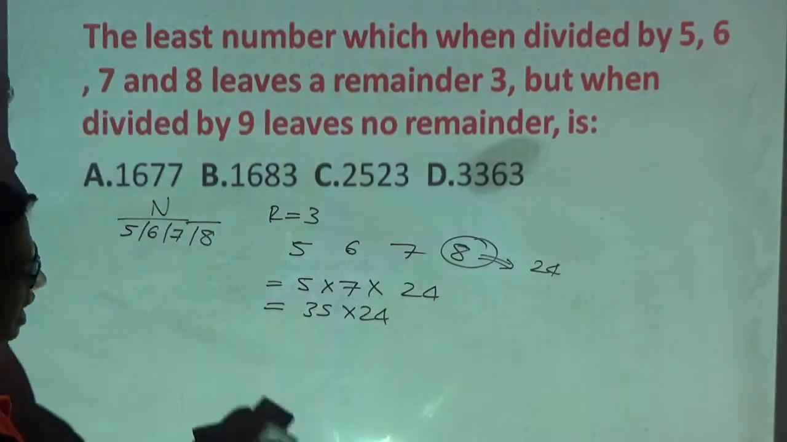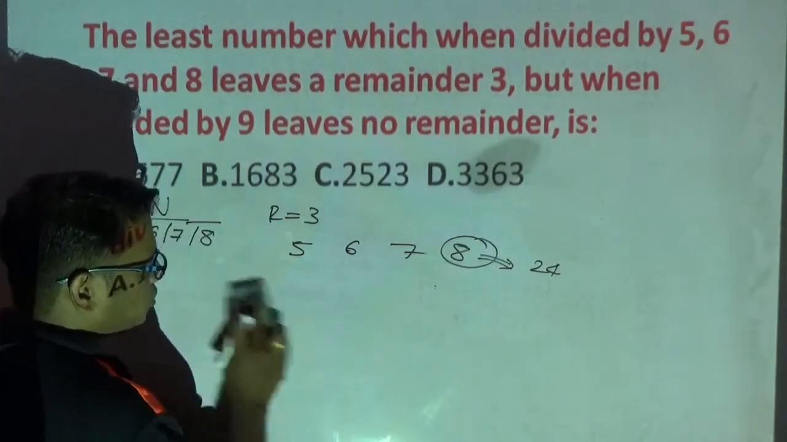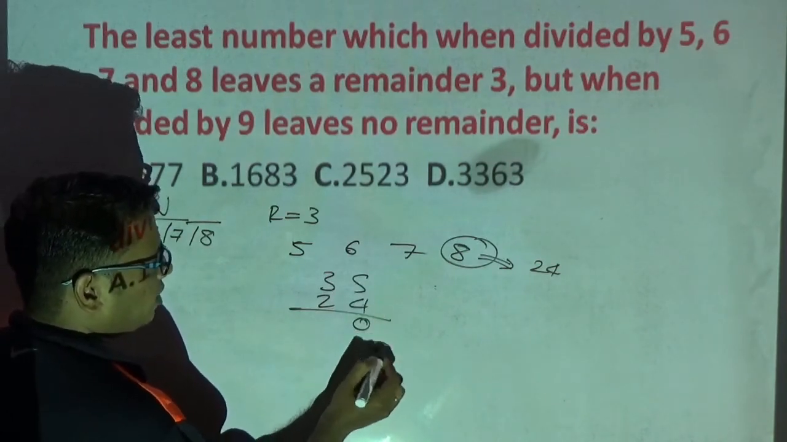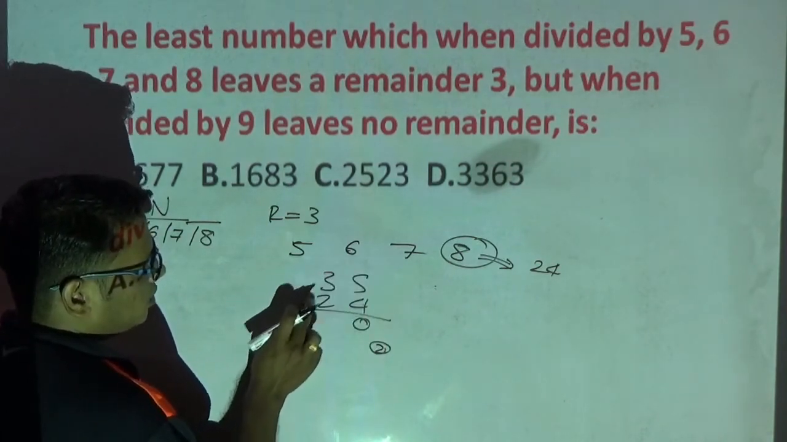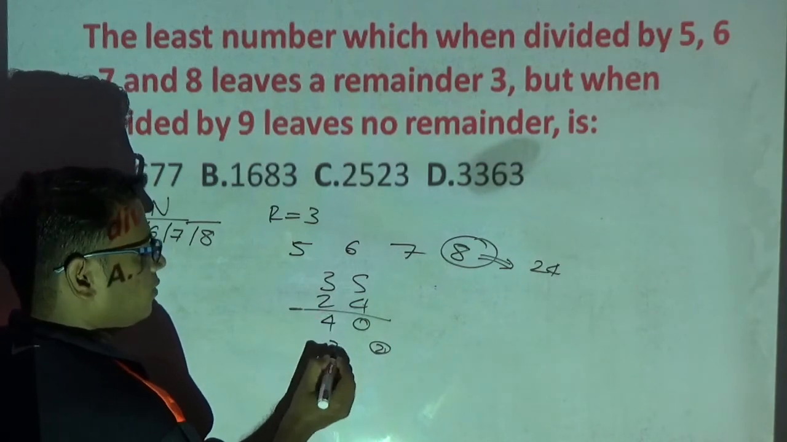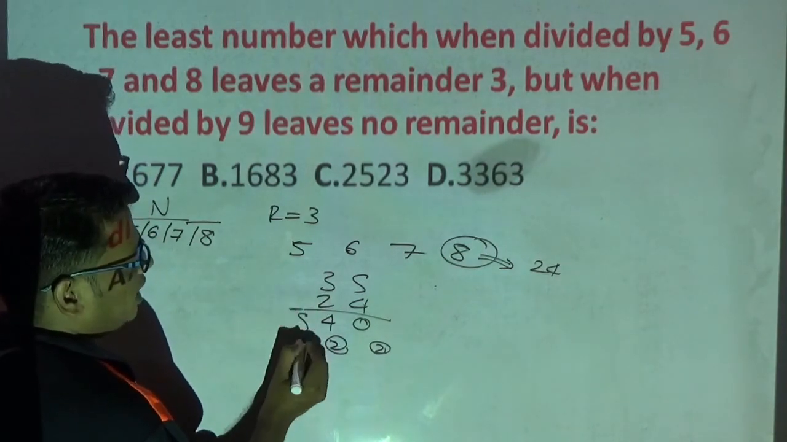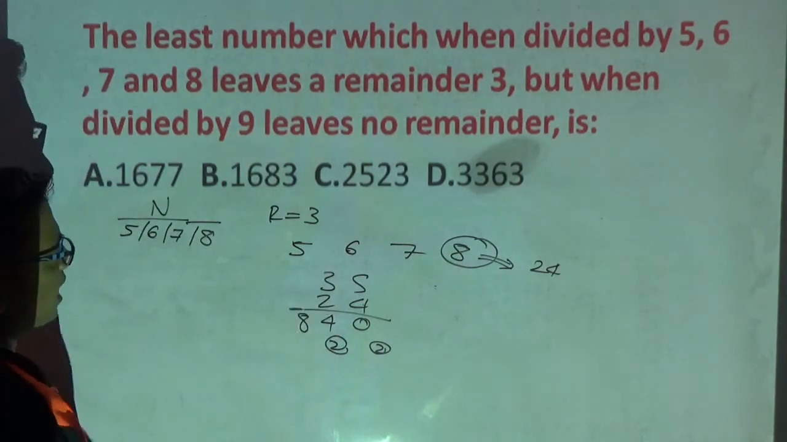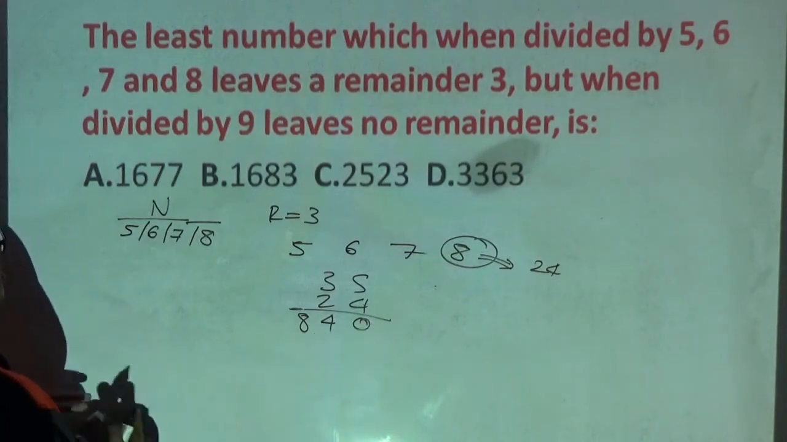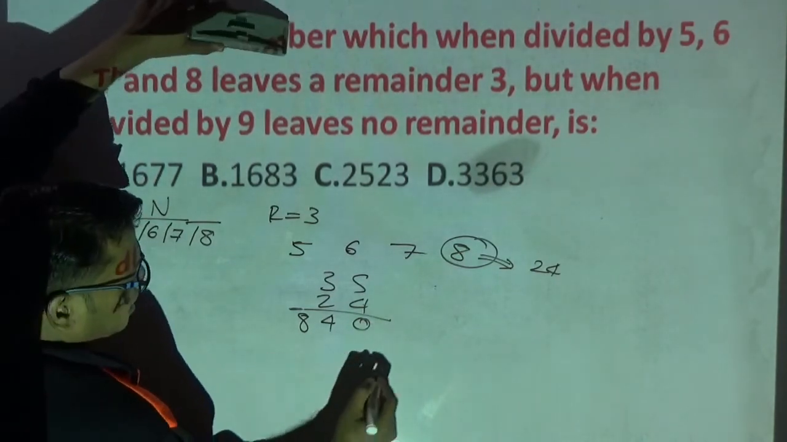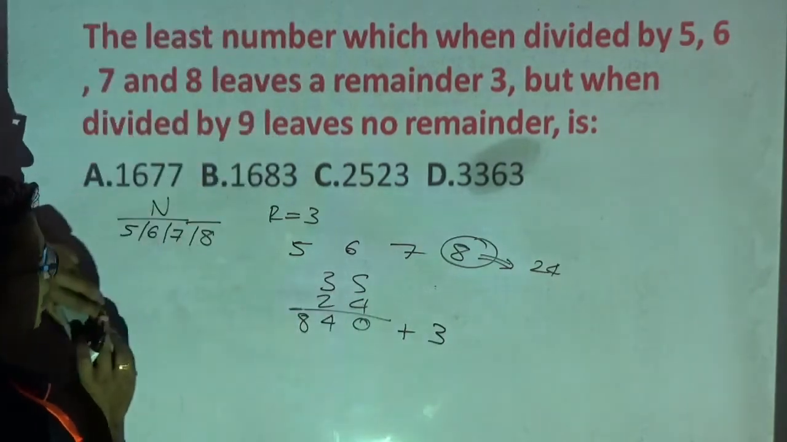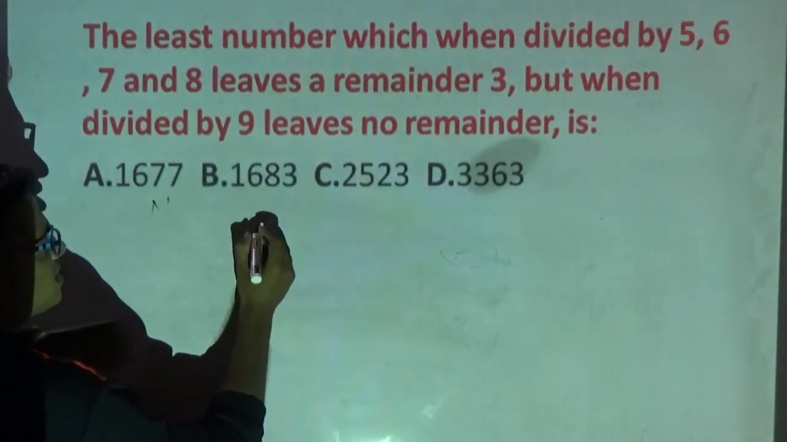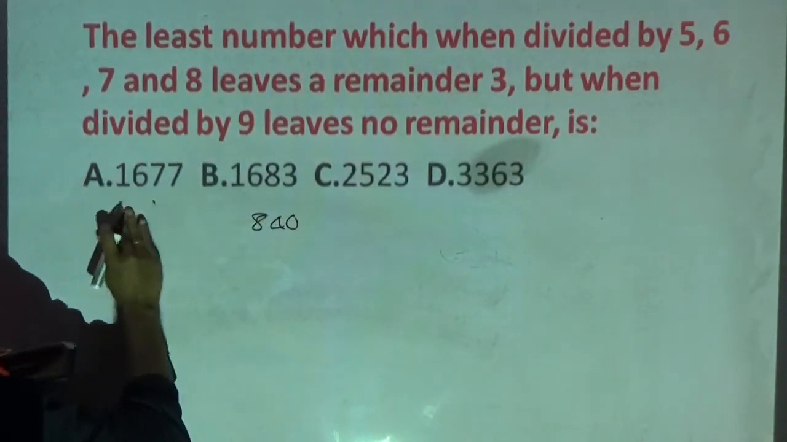Now for multiplication, I will apply Vedic mathematics. 35 into 24. My Vedic trick: 5 times 4 is 20, 2 carry. 4 times 3 is 12, 12 plus 10 is 22, plus 2 is 24, 2 carry. 3 times 2 is 6, 6 plus 2 is 8. 840 is the LCM. Okay, what is the LCM? 840. But see, it should leave remainder 3 in each case. Therefore, what should be our answer? 840 plus 3. 840 is completely divisible by all these numbers, but I want remainder as 3.